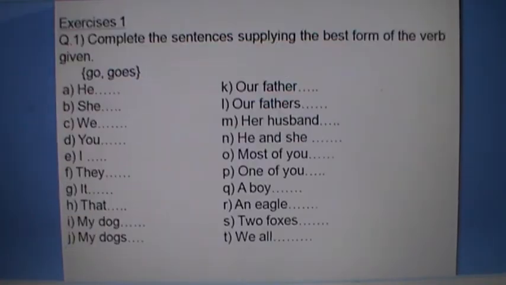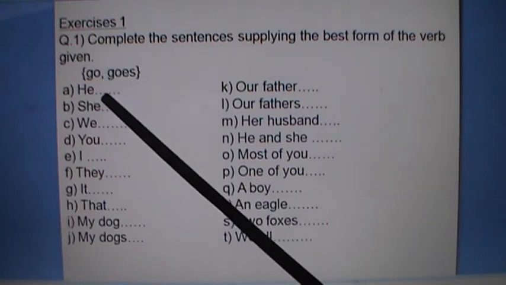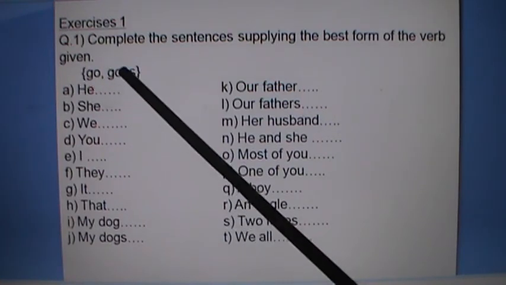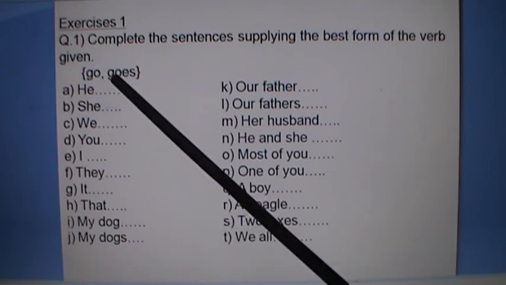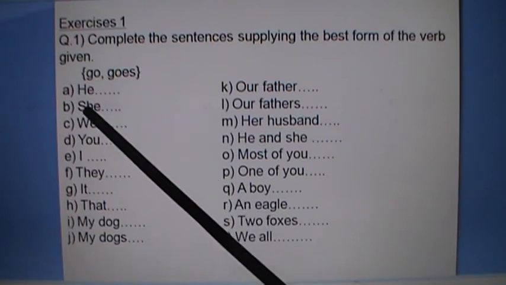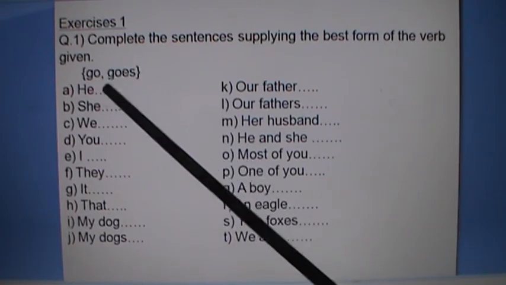Now let's go ahead. Here are some exercises. You should be able to choose the best form of go. Go or goes, you have to choose one in the blanks. Suppose he is singular, so goes. She is singular, so goes. We is plural, so we go. In this way you have to do all of these.